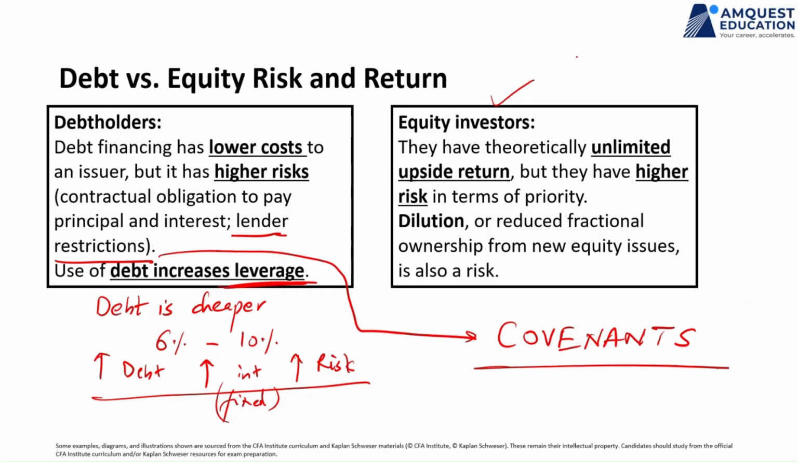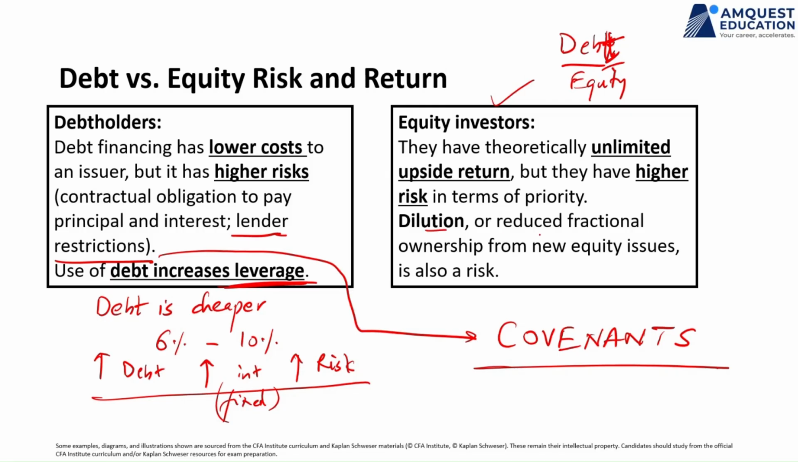Last time when we did financial statement analysis, we talked about leverage ratio. And in leverage, we talked about this ratio, debt upon equity, the solvency ratio or leverage ratio. And the higher the debt, the more the problem from a business perspective. Now, from an equity investor perspective, they have theoretically unlimited upside return, but they also take higher risk.